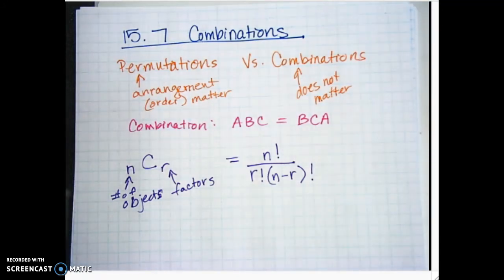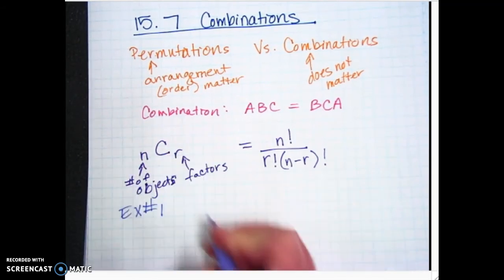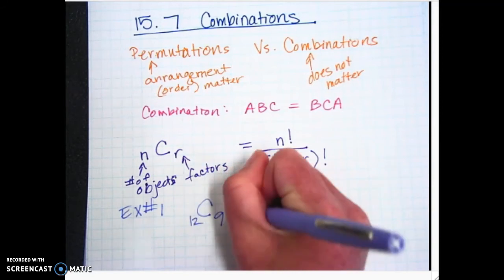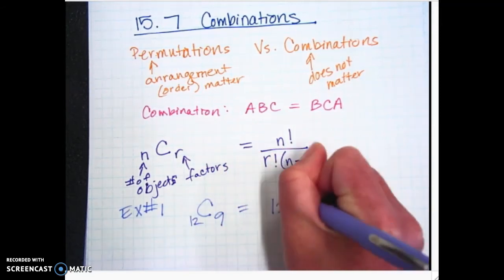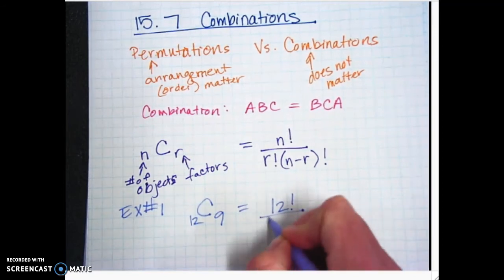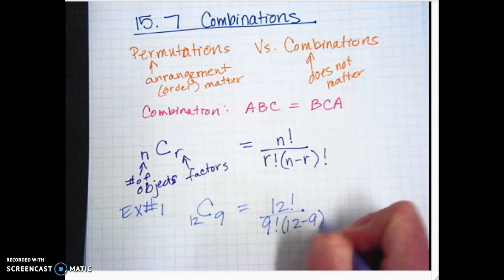We're going to start with an example, and then I'm going to show you how to do it on the calculator. Remember on Friday with the permutations, you could write it out or you could do it on the calculator. So example number 1, we're going to do 12 choose 9 equals 12 factorial over 9 factorial times 12 minus 9 factorial.